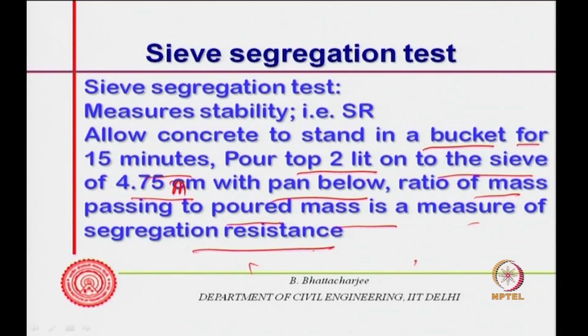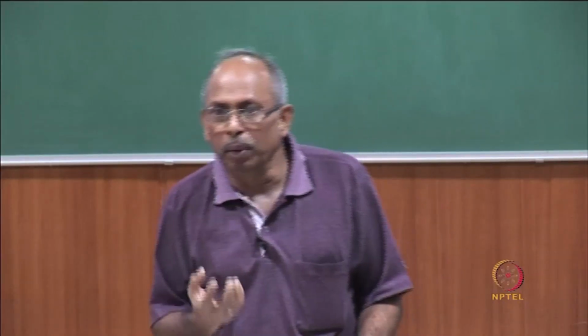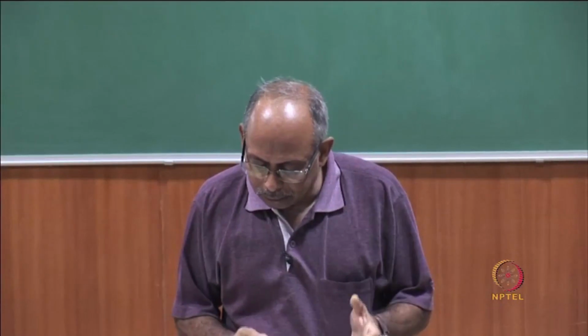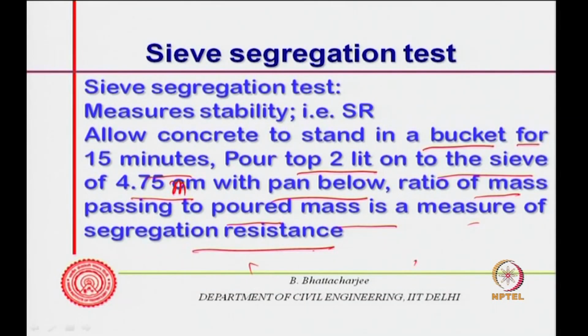With a pan below, the ratio of the mass passing to the poured mass is a measure of segregation resistance. So, what you do? You take the top 2 liters from the bucket, put it onto the sieve, and the amount passing through that sieve is a measure of segregation resistance, because you have kept it for 15 minutes.